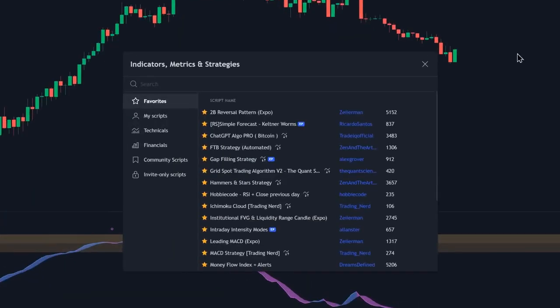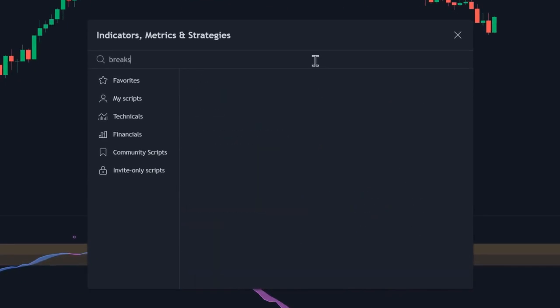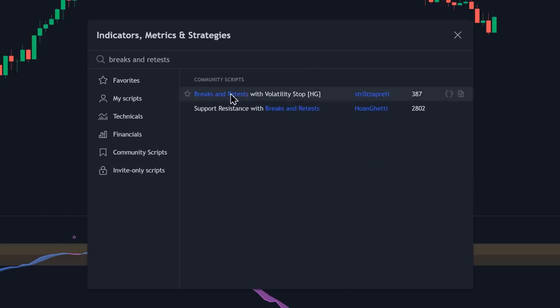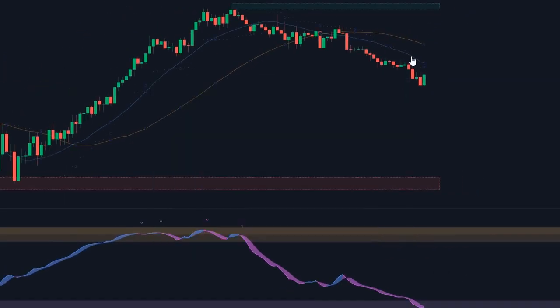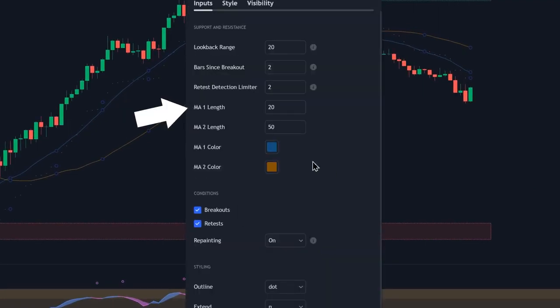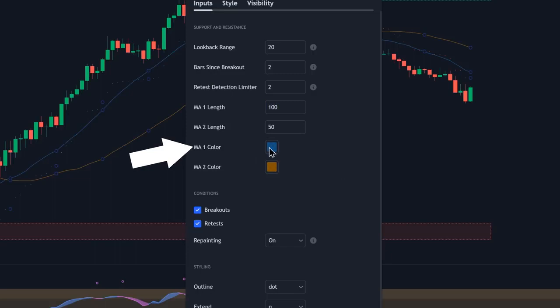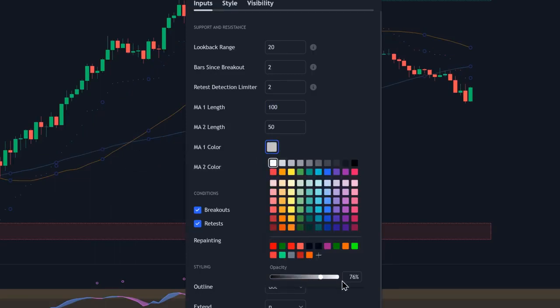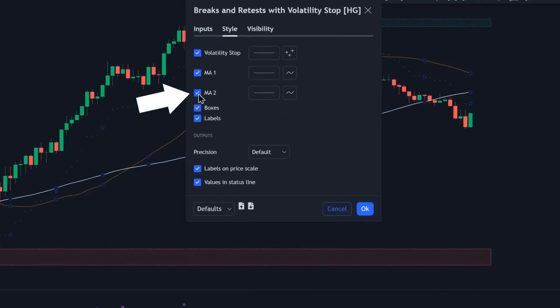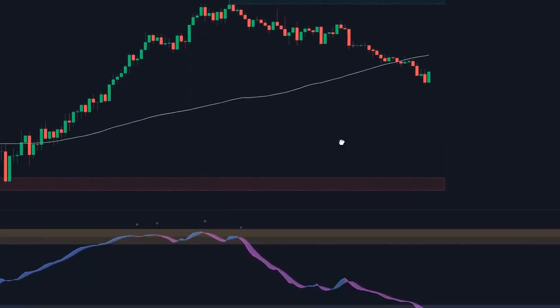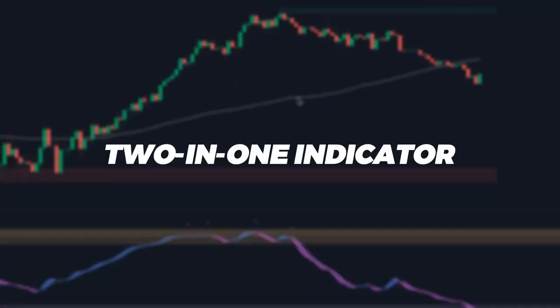Now open the indicator search tab and type in breaks and retests and select this one by Struts Up Pretty. Then double click on it, and on the inputs tab, you want to change the MA1 length to 100. Then change the MA1 color to white. After that, head over to the Style tab and disable MA2 as well as the volatility stop. After that, click OK.